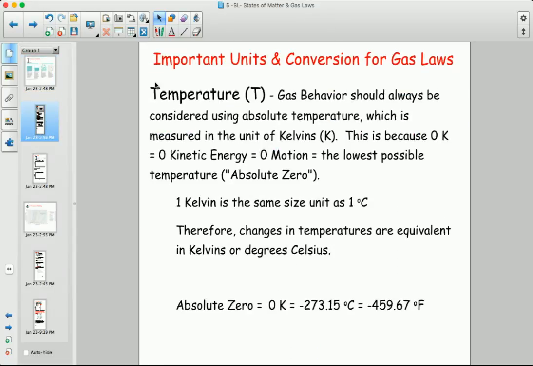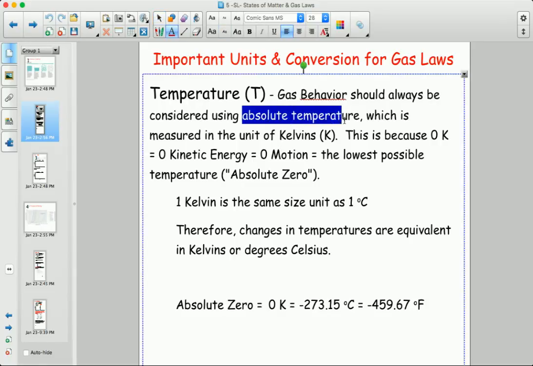Okay. Before we get into gas law stuff, we need to review our units. Some of these we've already looked at. For temperature, it's going to be really, really important that we always use the unit of Kelvin. Kelvin gets referred to as the absolute temperature. The important thing is that 0 Kelvin really is the lowest possible temperature, because temperature is the average kinetic energy of particles. Essentially, it's how much the particles are moving. So the lowest temperature is when there's no motion. Theoretically, there is a lowest possible temperature where everything has stopped moving, and we call that absolute zero.